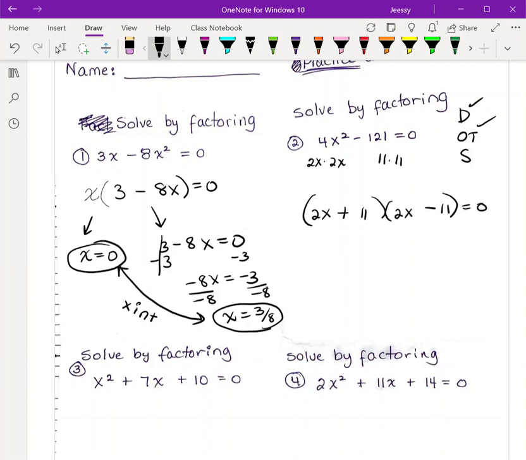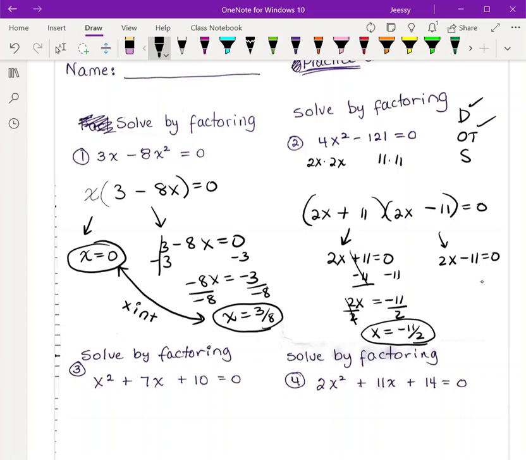Then you take each of them and you set them equal to 0. All right, so it's subtracting 11. You get 2x equals -11, divided by 2. You get that x equals -11 over 2. That's the first one. And the other one ends up being the positive version of that, x equals 11 over 2.